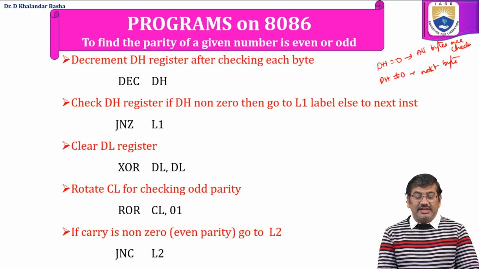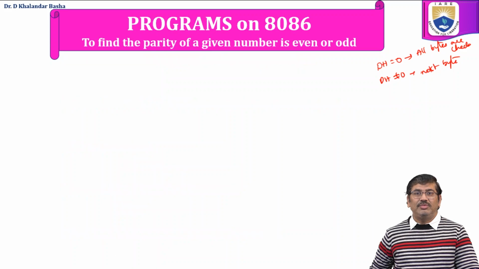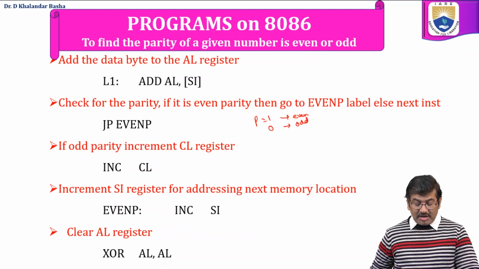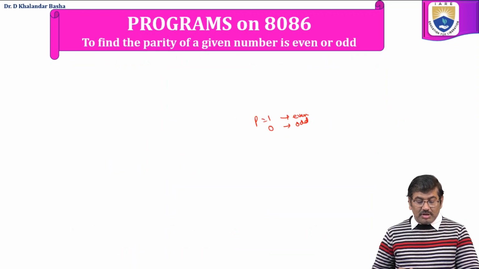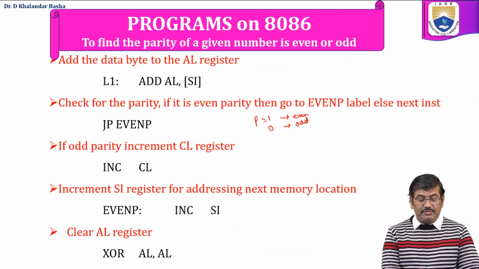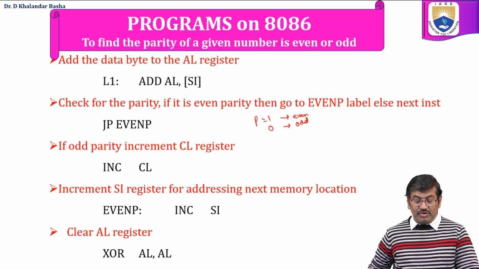After decrementing, we will check whether DH is 0 or non-zero. If it is 0, come to the next instruction. If it is non-zero, go to label 1. What we will have at label 1 is, we have to fetch the data into the AL register, label L1, and add to the AL register.